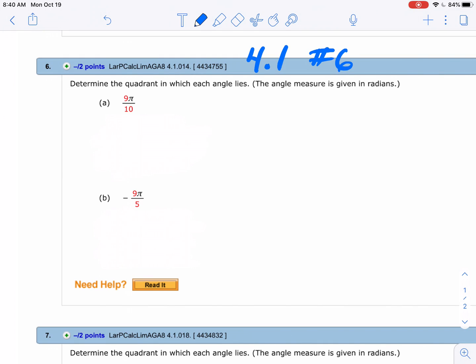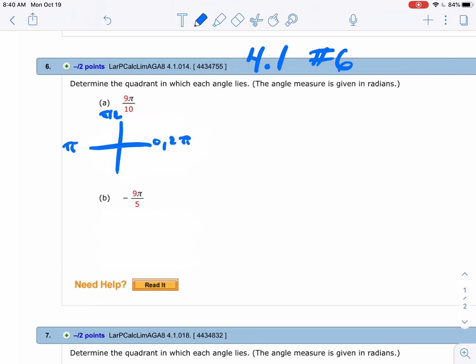4.1 number 6 asks you to determine which quadrant the angle is in, and there are different ways students will think about it, so I will show you a couple methods. First of all, if I did my unit circle, my quadrants, this would be 0 or 2 pi, and this one would be pi over 2, and this one would be pi.